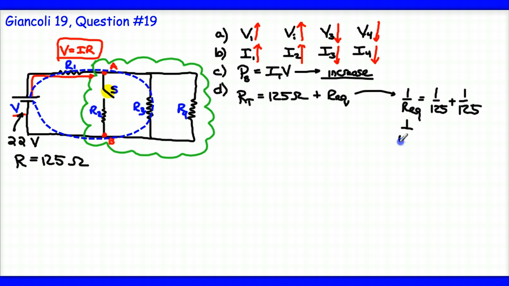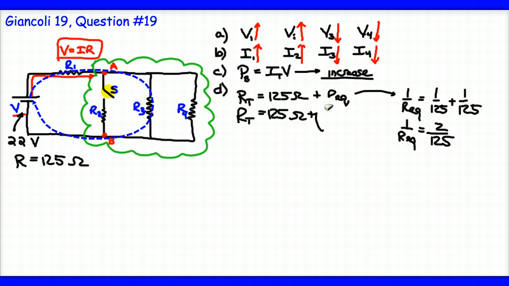That gives me 1 over Req is equal to 2 over 125. And now I can basically take the inverse of that, 125 over 2, and place it in this equation. So the total resistance of my network is 125 ohms plus 2 over 125. I'm sorry, I wrote that incorrectly. That's 125 over 2. So I need to take the inverse of that.